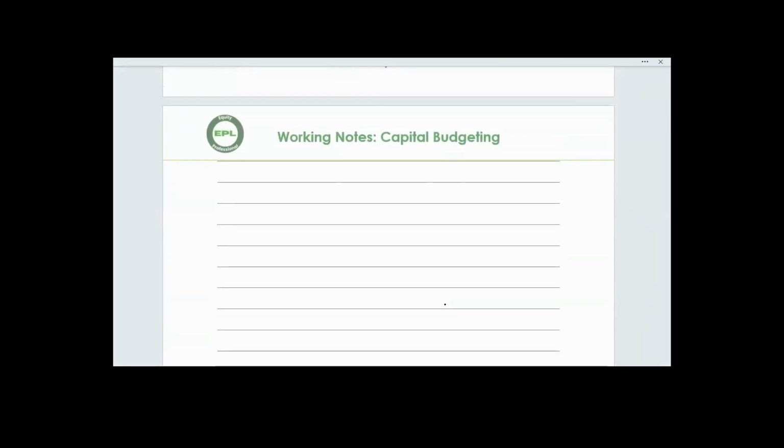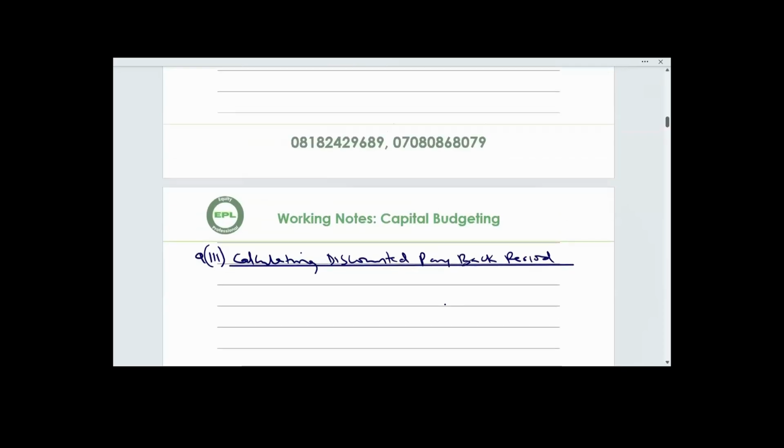So finally, we have to calculate discounted payback period. Roman figure 3, calculating discounted payback period. Okay. Before we move to discounted payback period, please let me know if you have any concern or question on the internal rate of return we have calculated. If not, then we proceed.